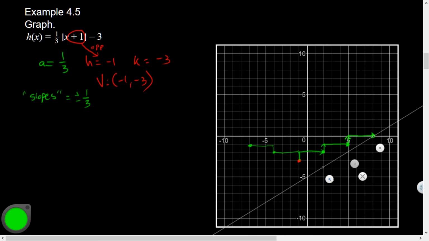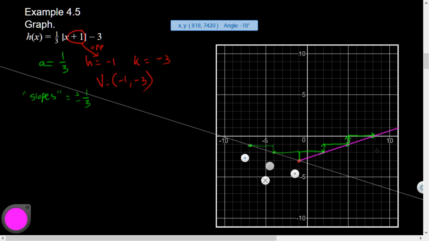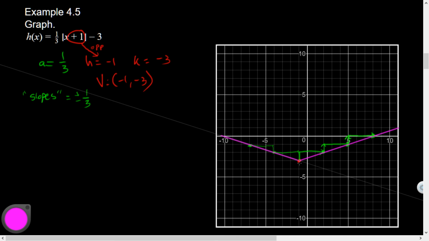Nope, I lied. I'm super lying to you. Parabolas will be graphing in a later chapter, although they behave very similarly. Yeah, this is an absolute value graph. It's my V graph. There we are. So there is your graph.